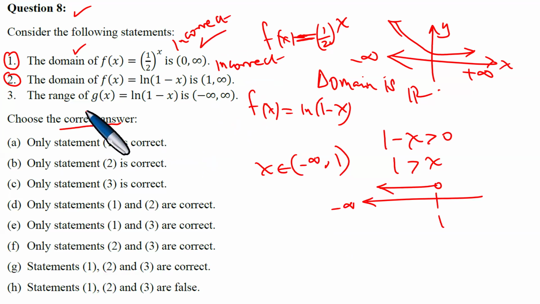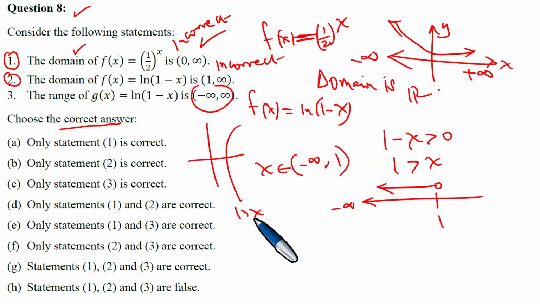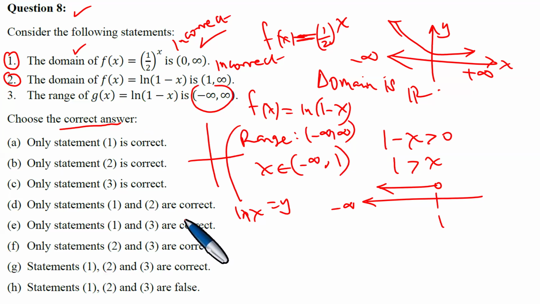The range of g of x, which equals this one, is this range. What is the range of this particular function? We're able to see, therefore, that the range of this particular function is all this, because no matter what you do, the log function is this for ln x. Whenever we graph ln x is this, even when you move it, it will actually have the same range. And the range would be minus infinity to infinity, that way. So that now, indeed, this one here is correct. In other words, number 3 is correct.